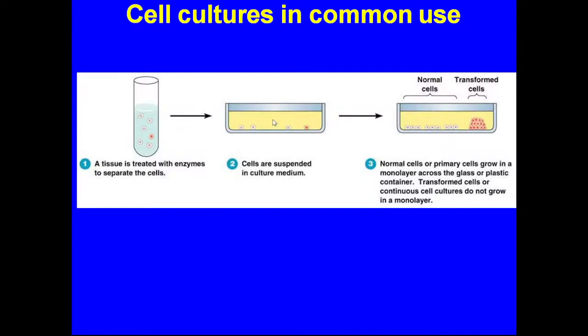So we can see the suspended cells, and normal cells usually grow like this, right? Because they have contact inhibition of growth. But the transformed cells, the malignant cells, usually grow like this because they don't have contact inhibition. So that's why usually we subculture them in a new tube, and then in a new tube, and then in a new tube.